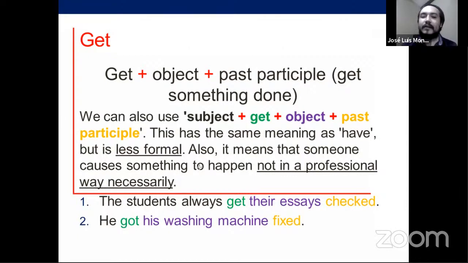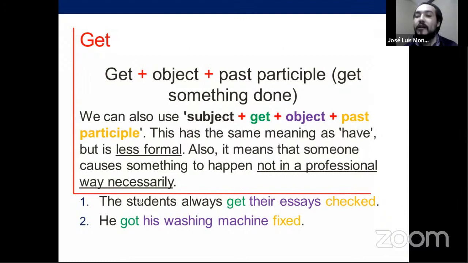So once again, if you realize here, the students are not doing the action, right? Who is doing the action? We don't know. Perhaps it is the teacher, perhaps the professor, perhaps a tutor. We don't know. But one thing is for sure, someone else is doing that for the students.